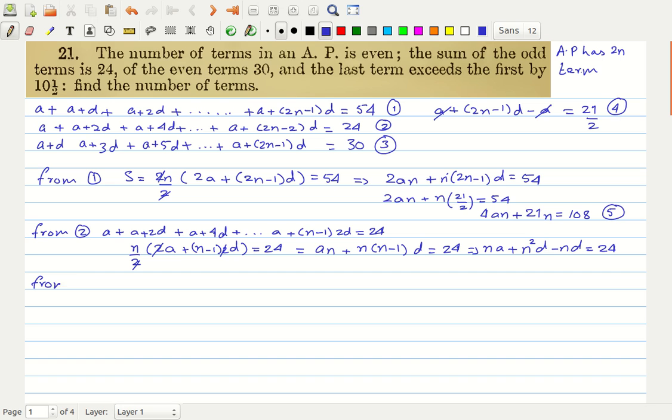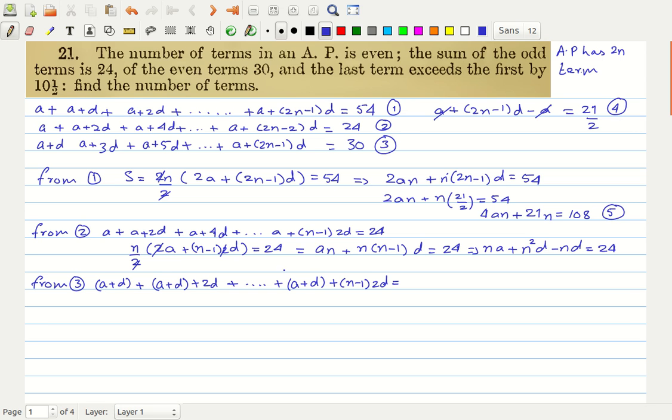From 3, you can write 3 as a plus b, plus a plus b plus 2d, all the way to a plus b plus n minus 1 times 2d.